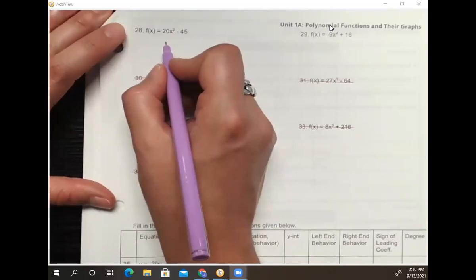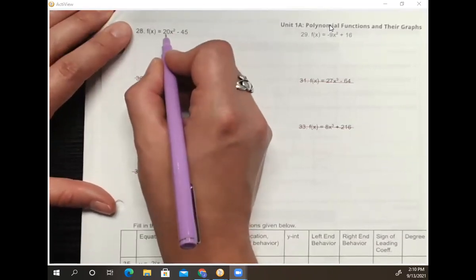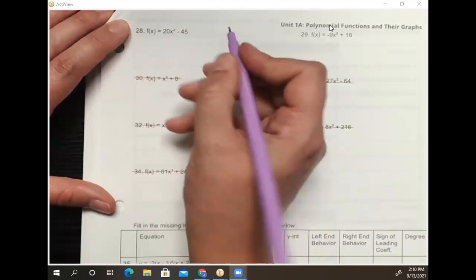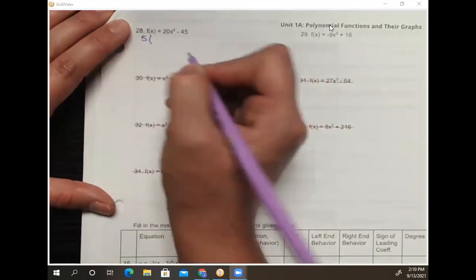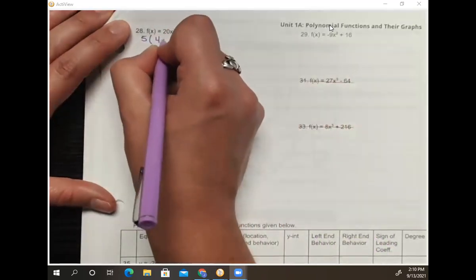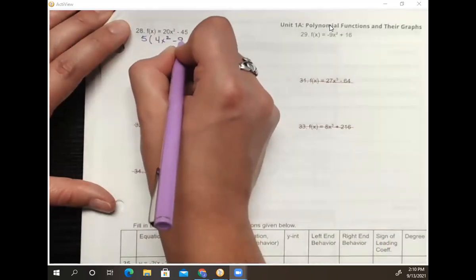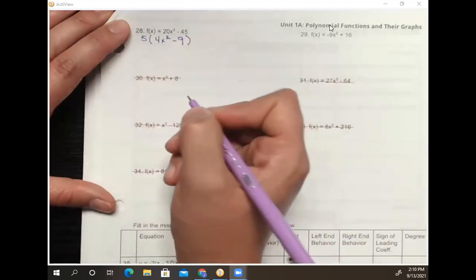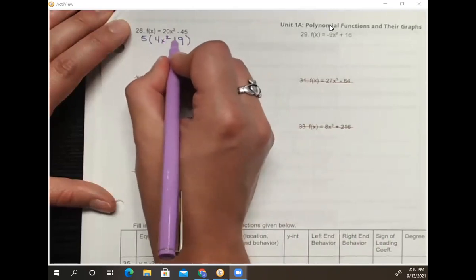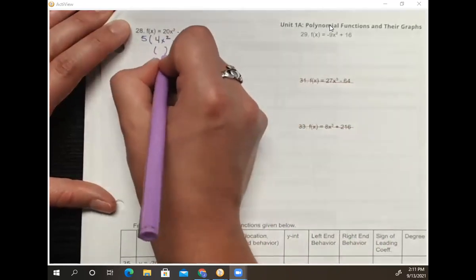Number 28, again, I have a GCF I can pull out here. Both 20 and 45 are divisible by 5. So I'm going to start by pulling out my GCF of 5. That would leave me with 4x^2 - 9. Two terms, even degree, subtraction. So I'm going to try difference of squares to keep factoring here.